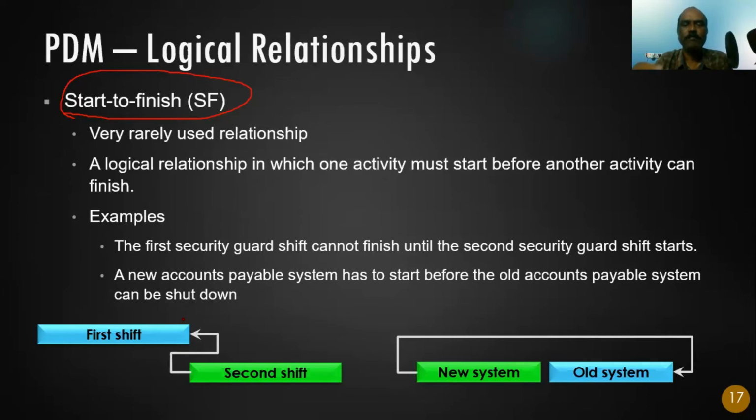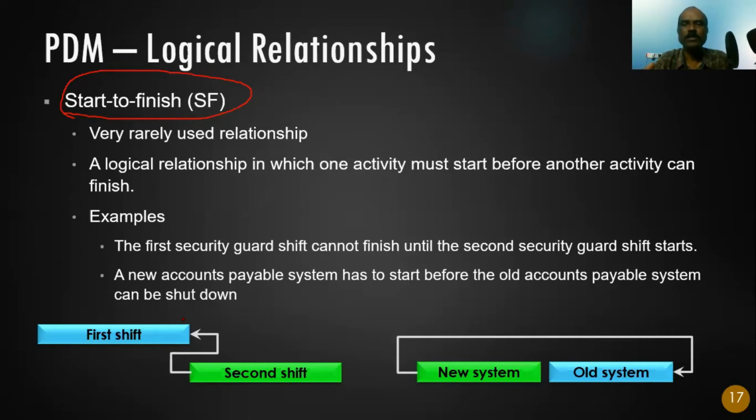In finish to start, we don't care what happens with the successor. Whether the successor starts or not, I don't care. I just finish my activity. I finish, I go. Like for example, the design drawings, if it is finished, this team will move. I don't care whether you start construction or not. I might finish the building, hand over to the customer. I don't care whether he moves in or not. That is his problem. I don't care. Right? So that is finish to start.